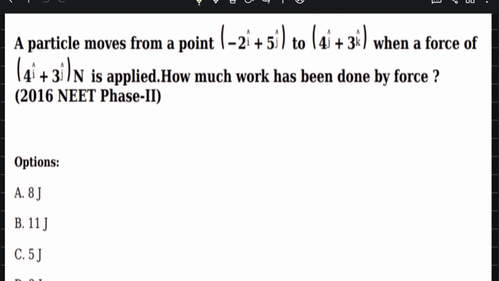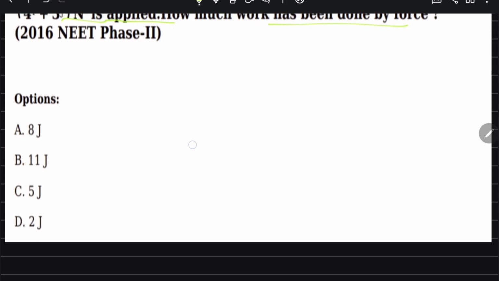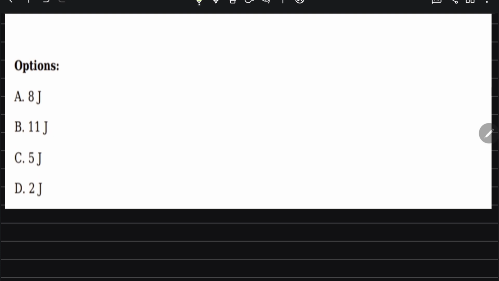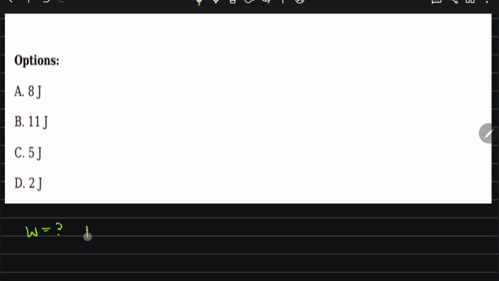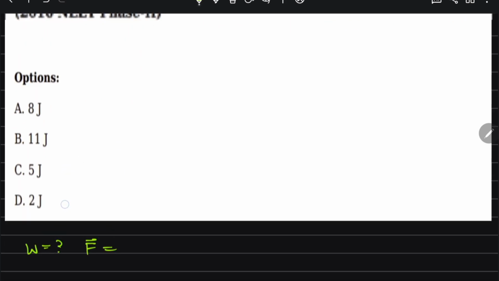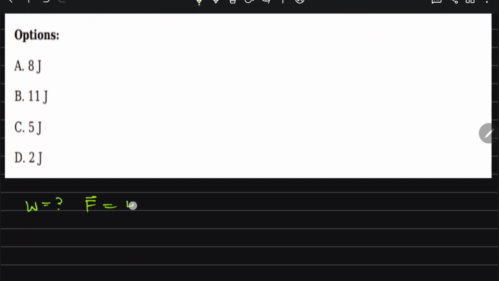And this is our first question, from NEET 2016. A particle moves from one point to another when a force is applied on it. How much work has been done by the force? So they are asking what is the work done, and they have given us the force. The force value is 4 i cap plus 3 j cap Newton, and the displacement vector is basically d final minus d initial.